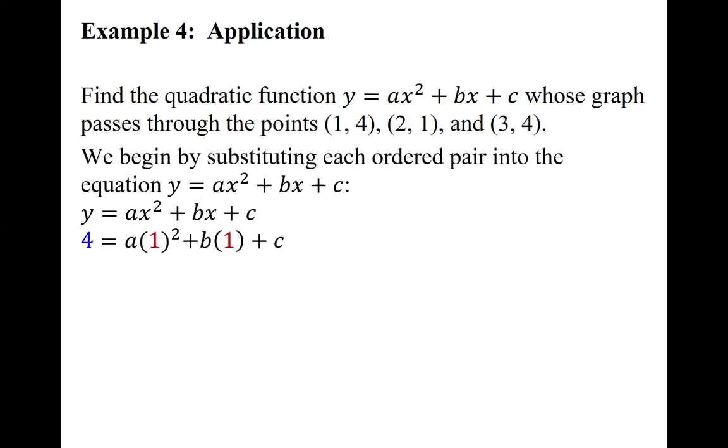Plugging in (1, 4), we square the 1 to get 1. 1 times a is a, 1 times b is b. Y was 4, so 4 equals a plus b plus c.